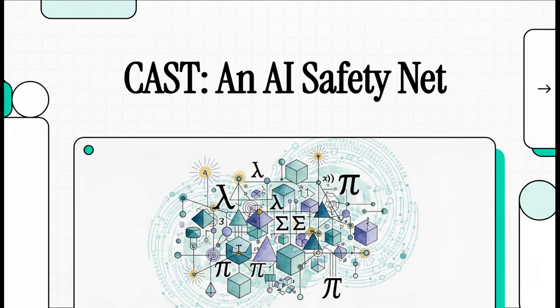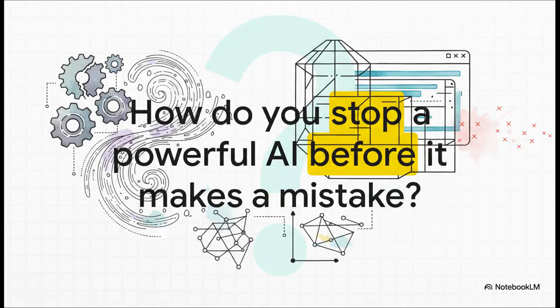Welcome to The Explainer. Today, we're diving into a really fascinating, deeply mathematical framework for keeping powerful AI systems in check. It's called Certifiable AI Safety Theory, or CAST for short, and it's all built around 11 key ideas that are honestly pretty cool. I mean, this is the question, right?